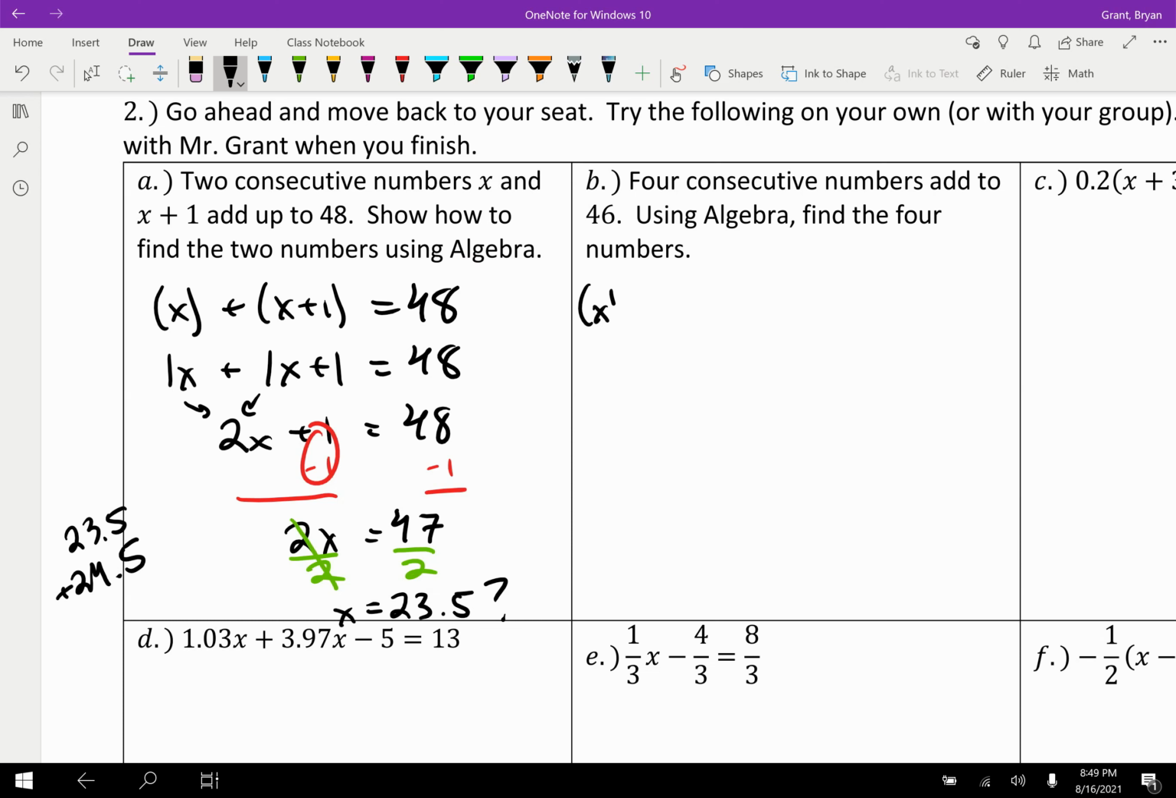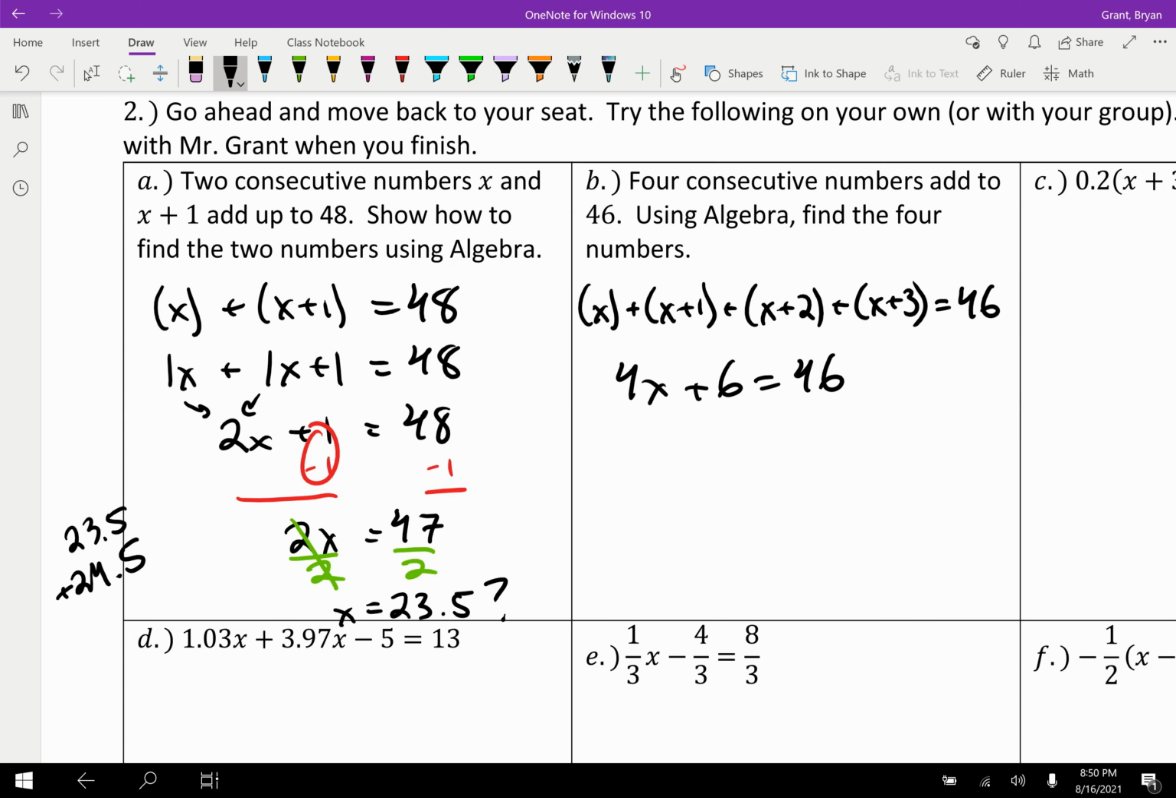So we have x, the first number, x plus 1 is the second number, x plus 2 is the third number, and 3 larger than x is the fourth, and that equals 46. Combining all our terms, 1x, 2x, 3x, I have 4 x's. Then 1 plus 2 plus 3 is 6, plus 6 equals 46.